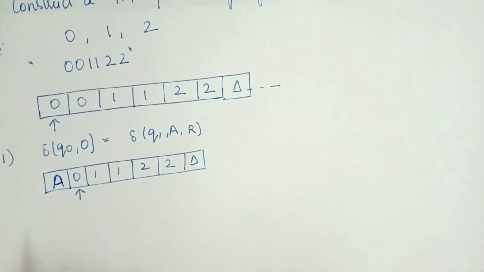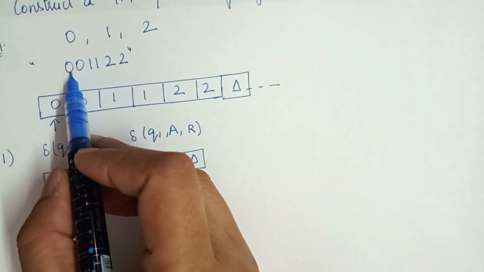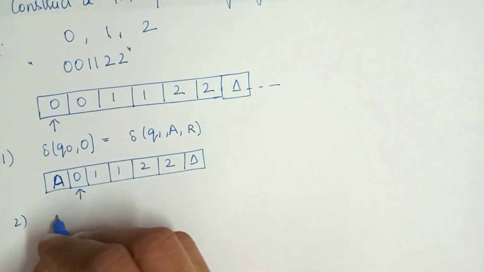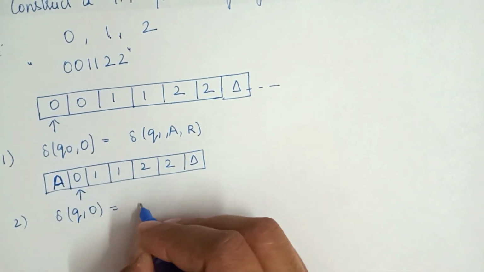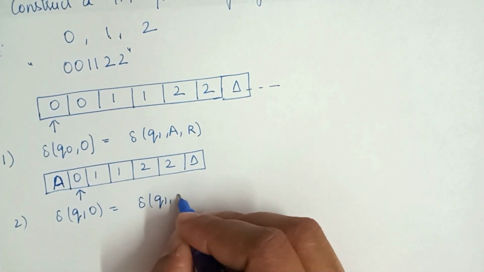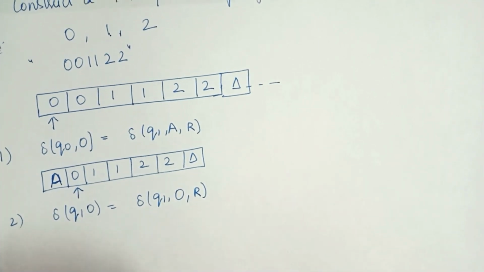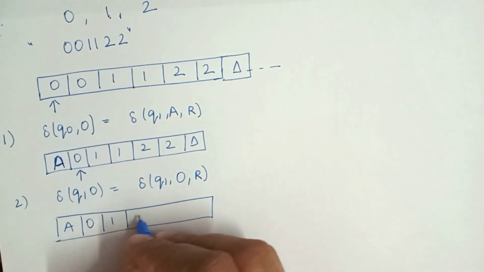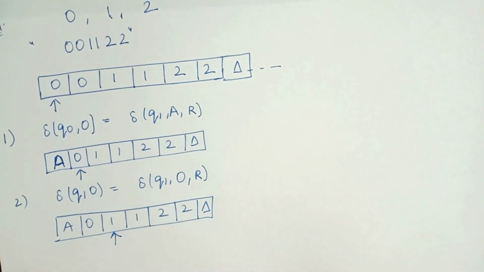As the tape head is pointing to the second 0, we are not interested in this 0, we are interested in 1, because 0 is followed by the next 1 and this 1 is followed by 2. So if I am still in the Q1 state reading 0, it will remain in the same state Q1 and 0 will remain as it is, and again we move to the right of the input tape. The current status of the input tape is A, 0, 1, 1, 2, 2 and delta, and the tape head is at 1.